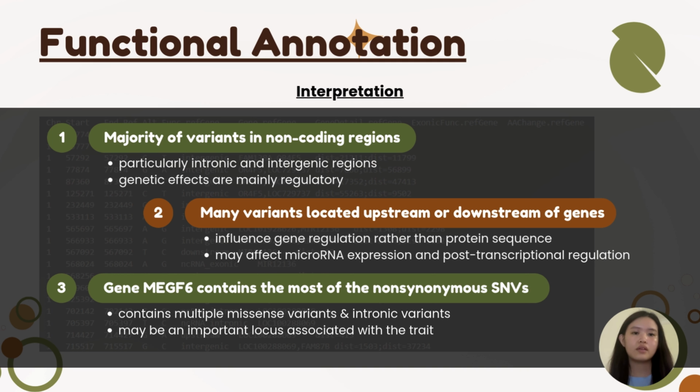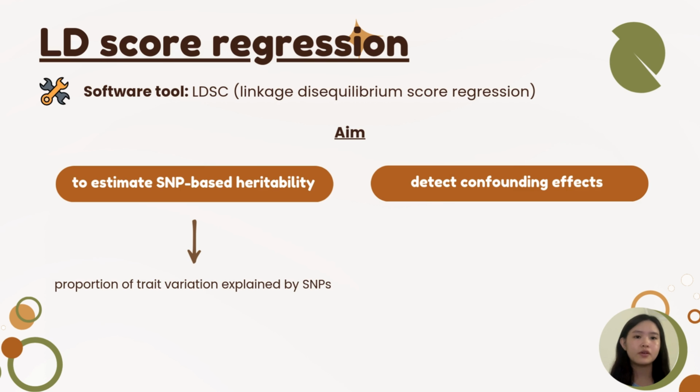In conclusion, the results suggest that most genetic signals act through regulatory mechanisms, while a smaller but important subset of variants directly alter protein function. Although the majority of GWAS-associated variants are non-coding, we identify high-confidence coding variants in MEGF6, which represent strong biological candidates for further functional validation. Now, let us move on to LD score regression.